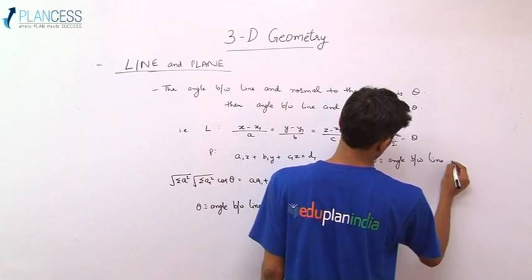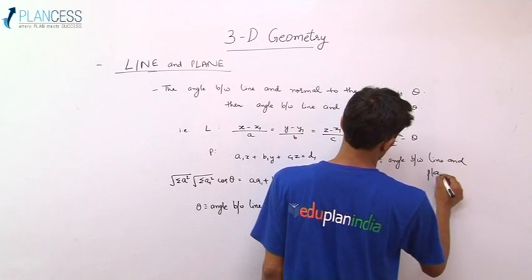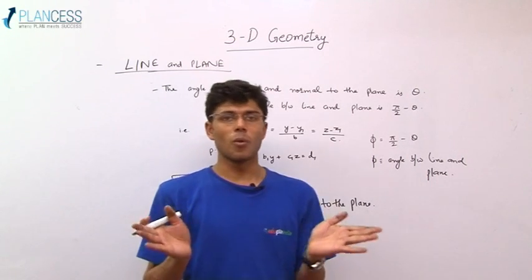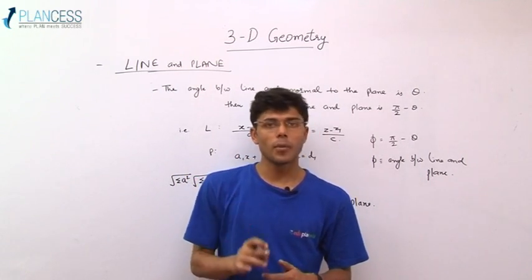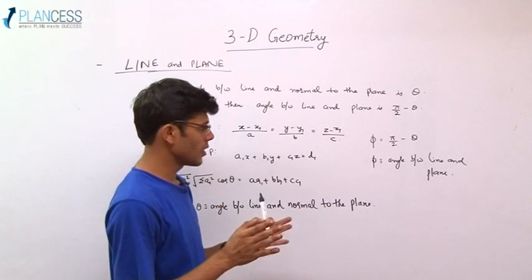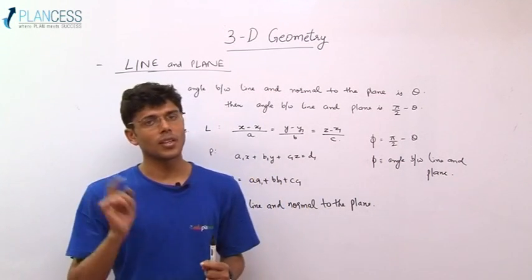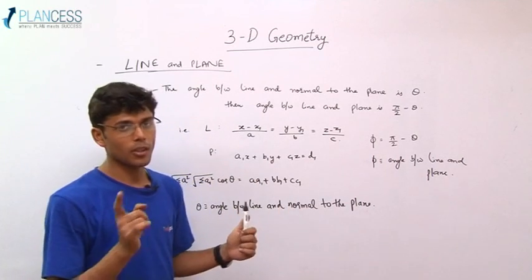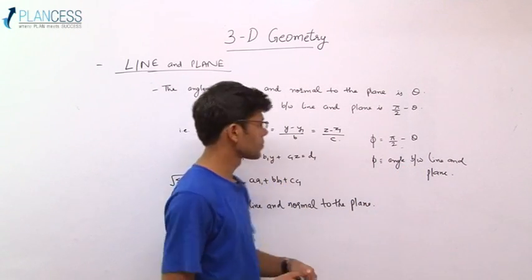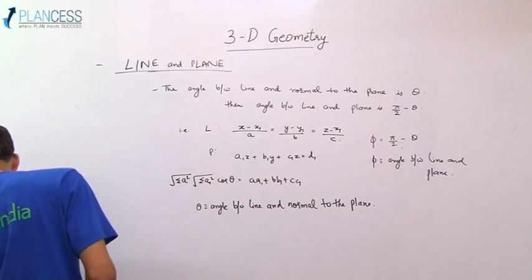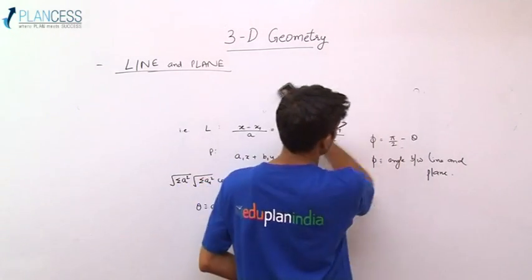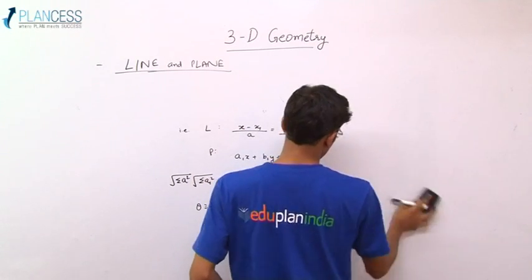This is very important: the angle between two planes is the angle between the normals of the planes, but the angle between a line and a plane is defined in this way. First we find the angle between the line and the normal to the plane, say that angle is theta. Then the angle between the line and the plane is pi by 2 minus theta. Fine. So this was about the angle between a line and a plane.